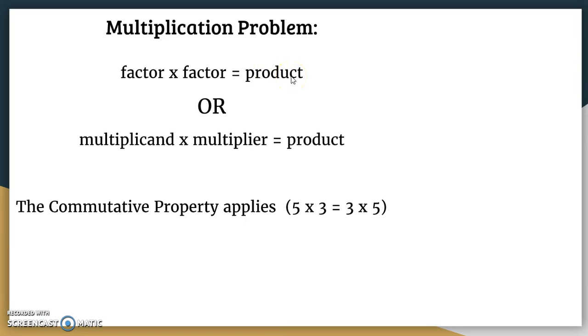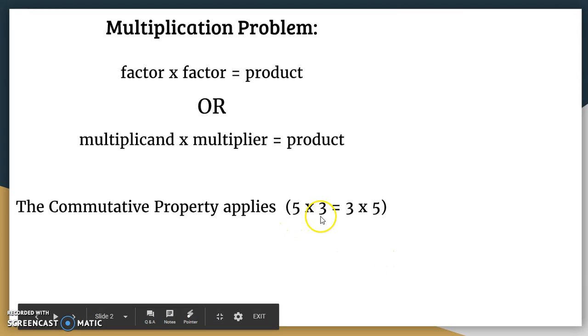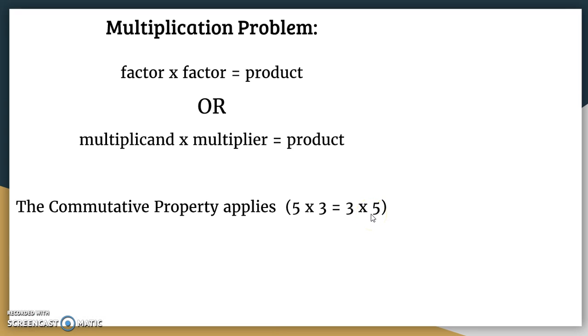The product is the answer to a multiplication problem. The factor is one of the numbers in a multiplication problem. If we wanted to be more specific, the first number in the multiplication problem is called the multiplicand, and the second number is called the multiplier. Again, the answer is still called the product. Do remember that the commutative property applies to multiplication. So as an example, 5 times 3 is the same thing as 3 times 5. You get 15 in the end.